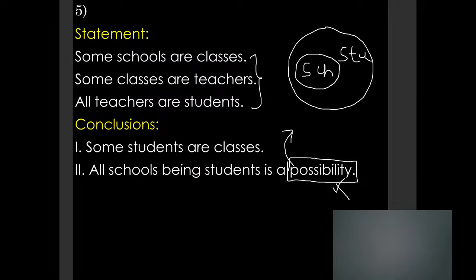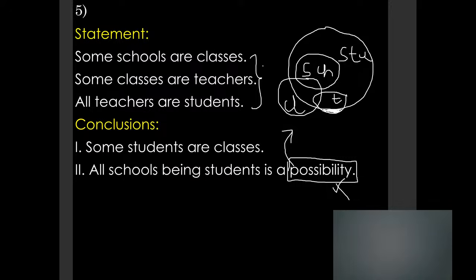Coming to the first statement, some schools are classes. So I'm intersecting schools with classes. This is the classes circle. Next, some classes are teachers. I'm intersecting classes with teachers. Next, all teachers are students. So all teachers are students means the teacher circle is completely inside the students circle. So all teachers are students is correct only.